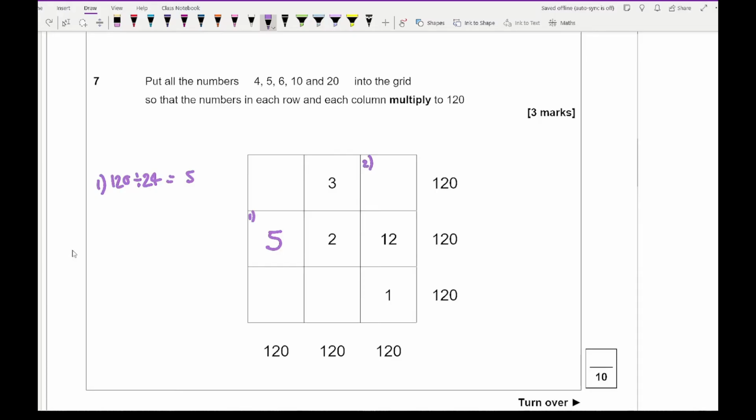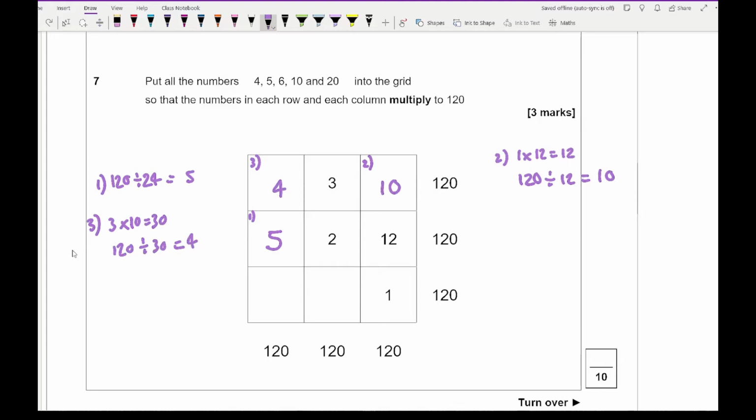For the second one I'm going to fill in this one here. So again we've got 1 times 12 is 12, and then 120 divided by 12 gives us an answer of 10. Then for the third one we can fill in this one. So here we've got 3 times 10, which is 30. 120 divided by 30 gives me 4, so 4 goes here.